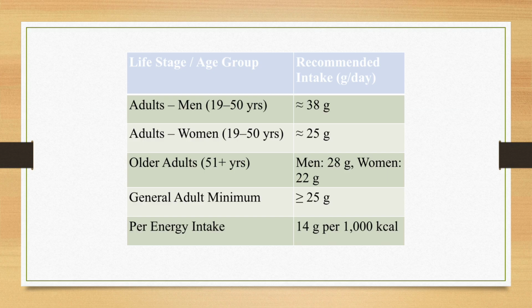So this table shows the recommendation of dietary fiber according to age group. Adult men 19 to 50 years, 38 grams. Adult women 19 to 50 years, 25 grams. Older adults 51 plus years, men 28 grams, women 22 grams. General adult minimum greater than or equal to 25 grams, or 14 grams per 1,000 kilocalories of energy intake.